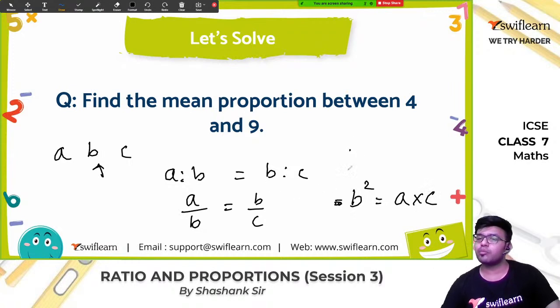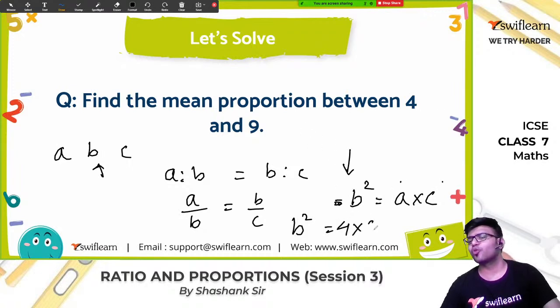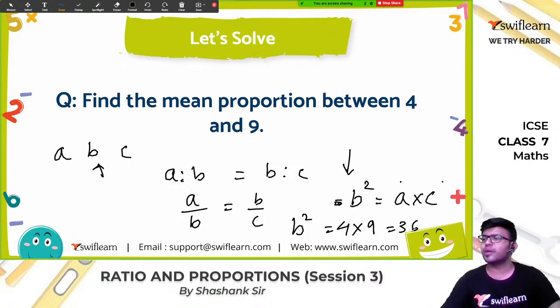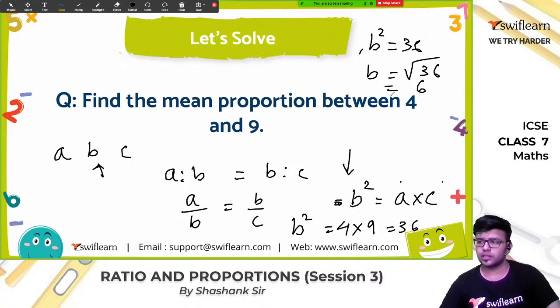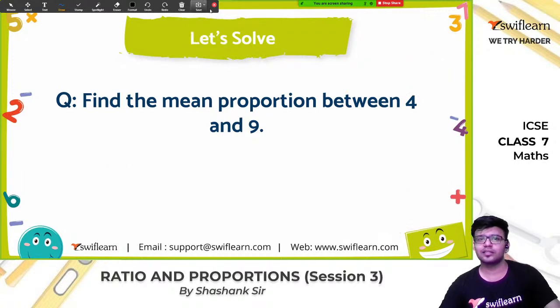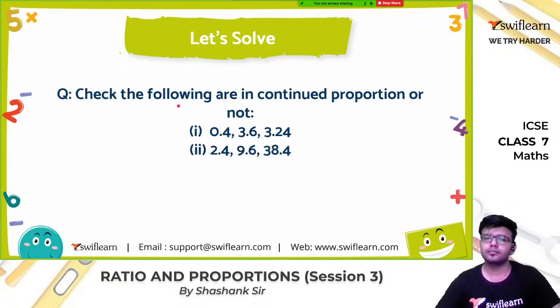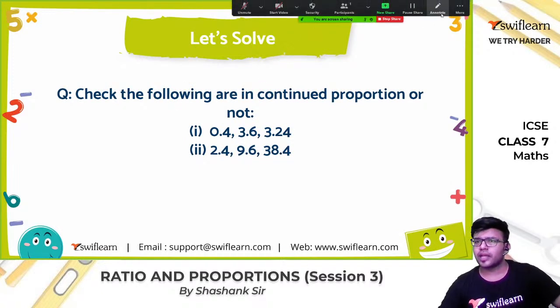So we need to find B, where B is the mean proportion. Let us find the value of B. So B square is, A is the first term, C is the last term, so 4 times 9. B square is 4 times 9, which is 36. Find the value of B. How much is the value of B, Vatsal? Comment in the chat. So B square is 36. B is the square root of 36, which is 6. Is 6 the answer? Yes, 6 is the right answer, guys. Now, moving on to the next question.